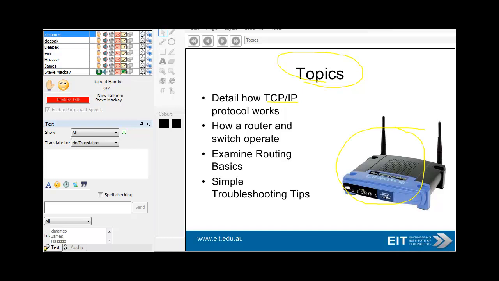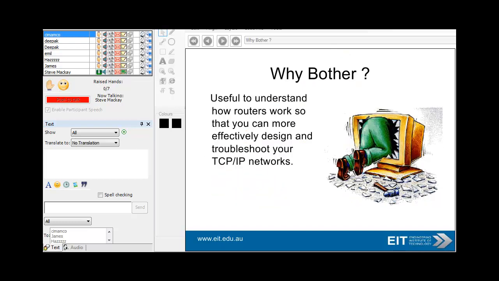So briefly, a discussion about TCP/IP, how routers and switches work, a look at routing basics, and a few troubleshooting tips. Obviously, there's quite a lot of material to cover, so I'm going to try and do it in a reasonably efficient time. Obviously, the question is why bother?